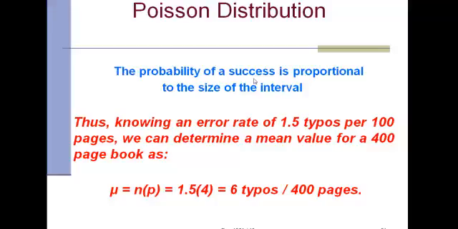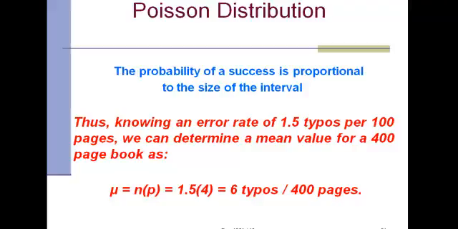What you have to remember is, the probability of success is proportional to the size of the interval. So, for example, if we wanted to know the mean value for a 400-page book, how many errors would we expect in a 400-page book? If the rate is 1.5 typos per 100 pages, then the expected value, or the mean for a 400-page book, is n times p. Well, the n is 1.5. And the p is 400 pages, not 100. So that means in 400 pages we would expect 6 errors.